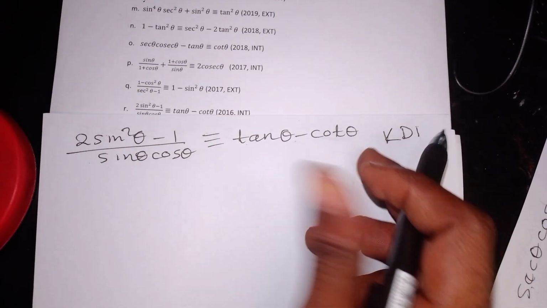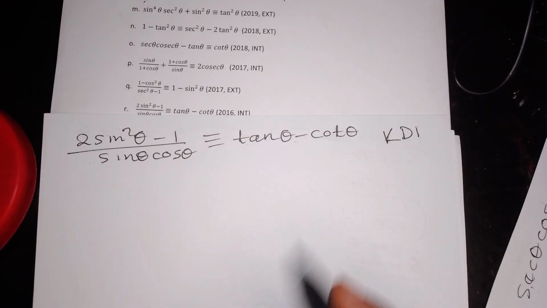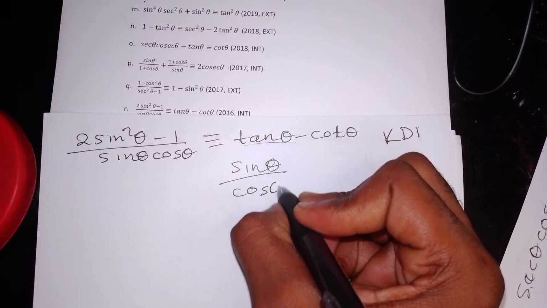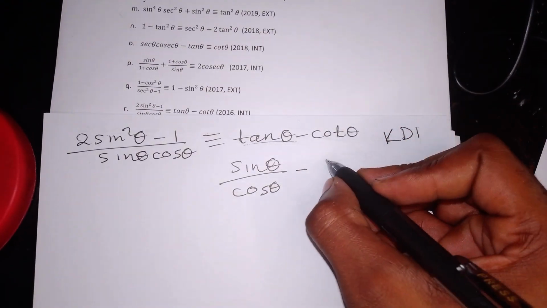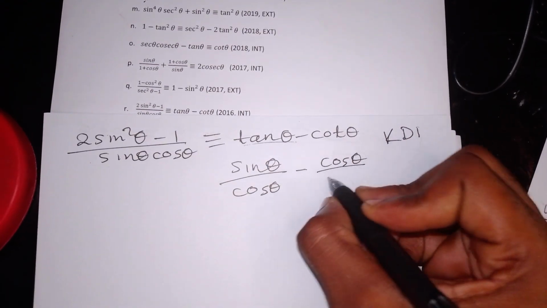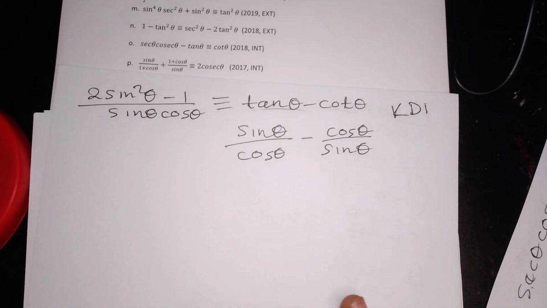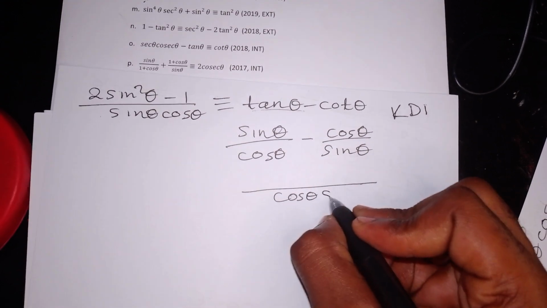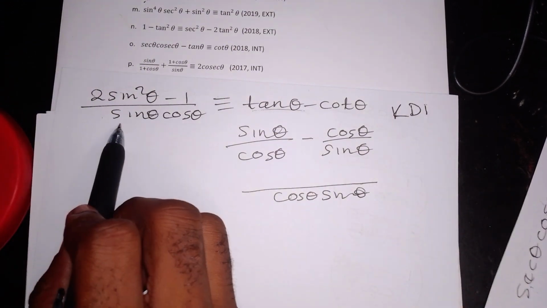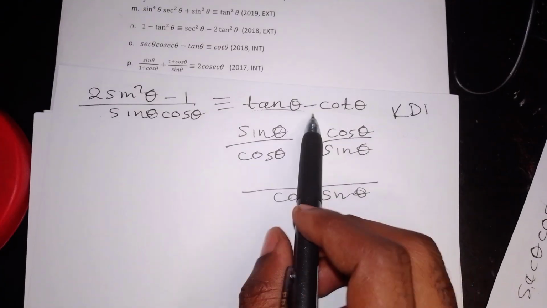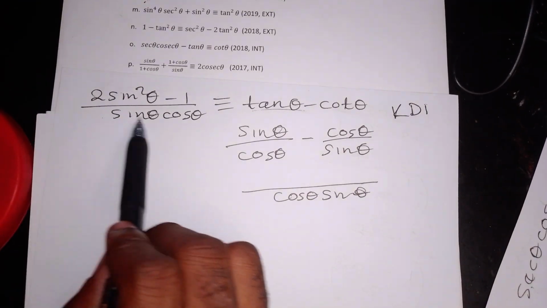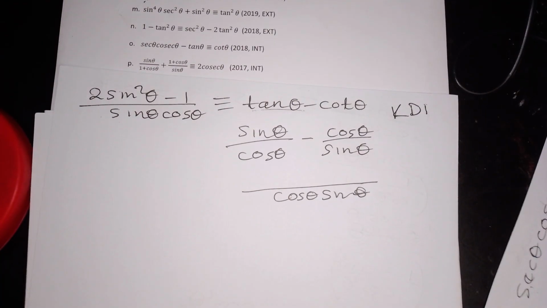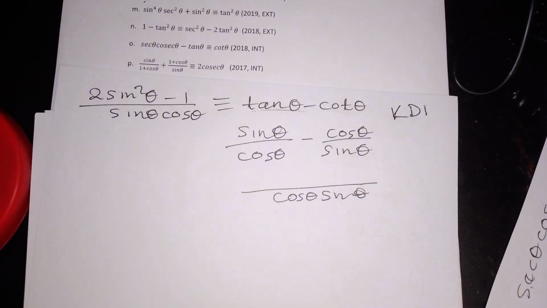I think it's easier to combine these than to separate these. So let's just change this to sine theta over cos theta, and then this is cos theta over sine theta. You can find the common denominator. This one will be cos theta sine theta. Yeah, this is a good idea. It was actually a good idea to use this. So once you find the common denominator, the denominator part has been satisfied. You can just arrange it like that.